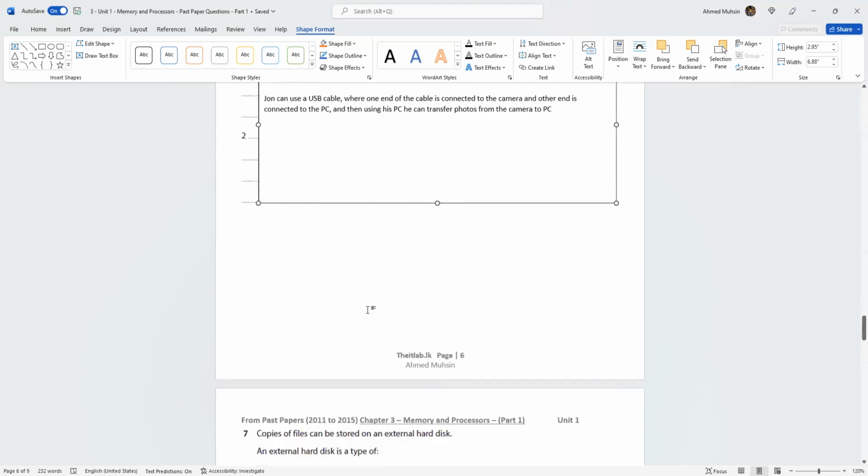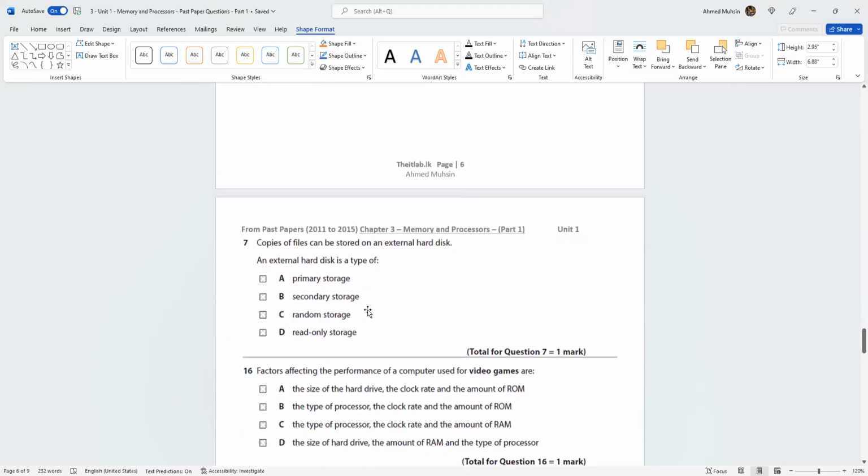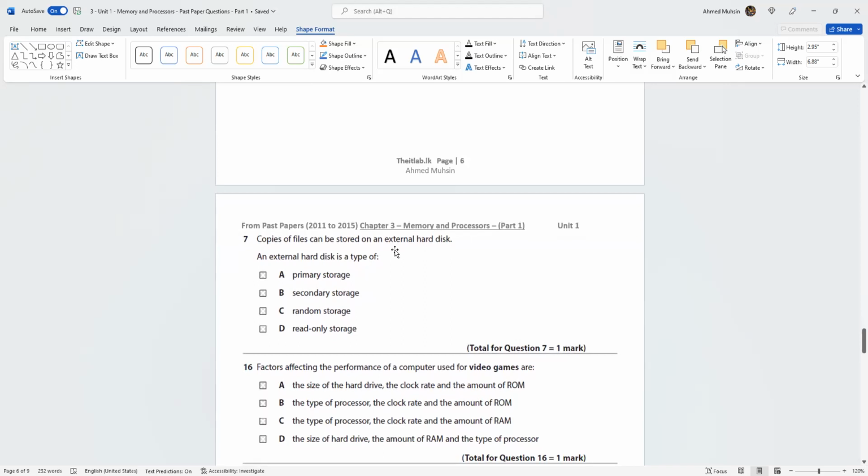Moving on to the next question, number 7. It says copies of files can be stored on an external hard disk. An external hard disk is a type of, yes, definitely secondary storage. So our answer over here would be answer B, secondary storage.